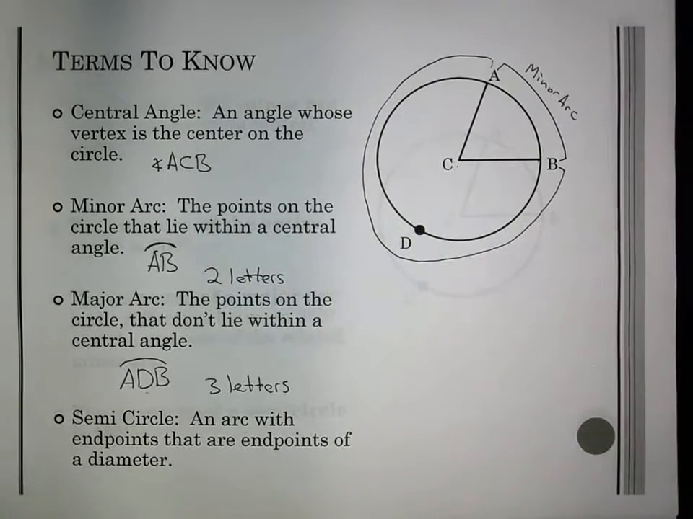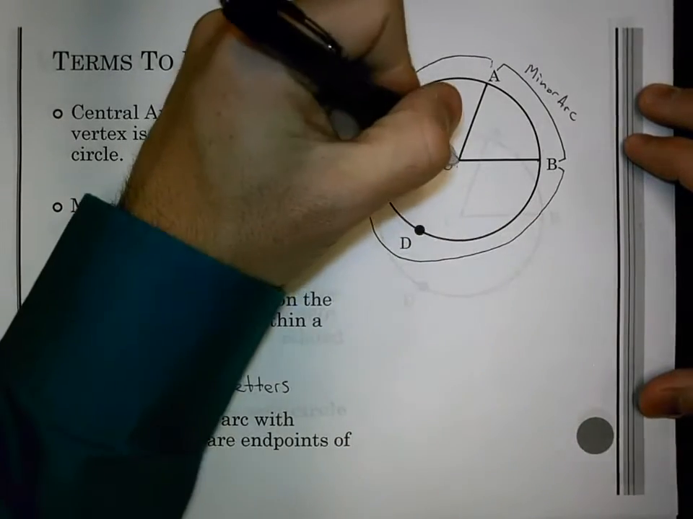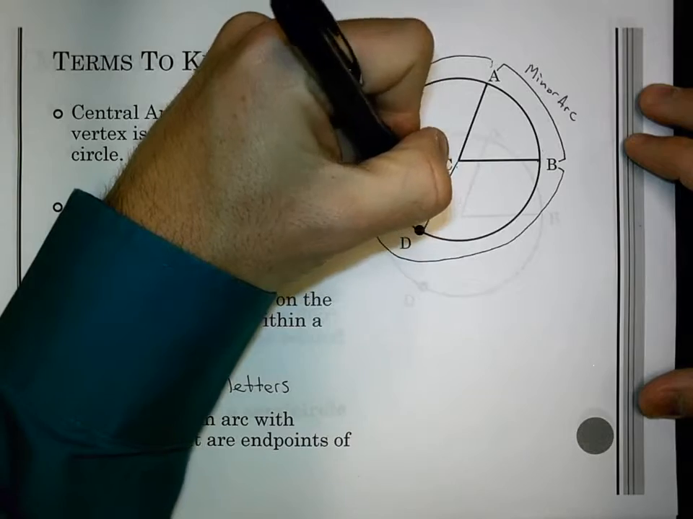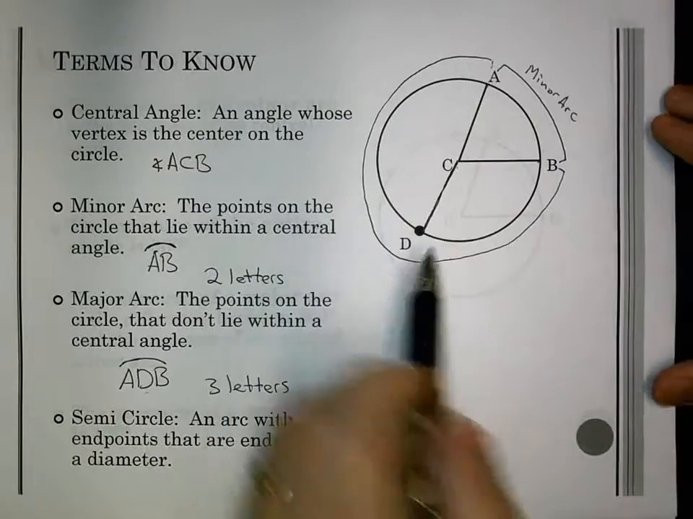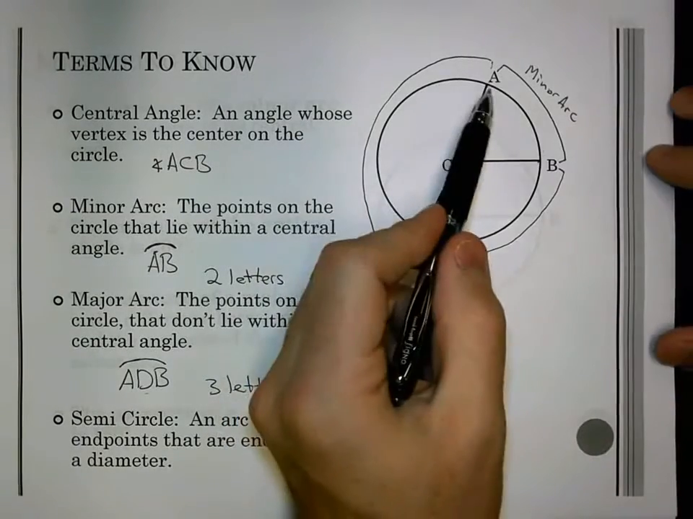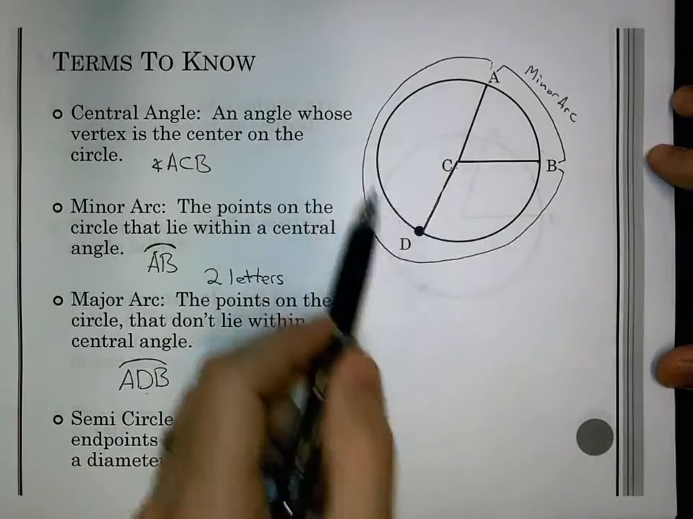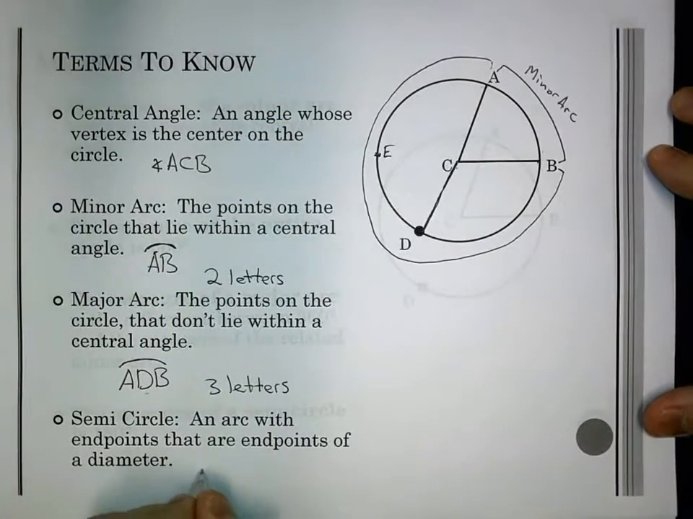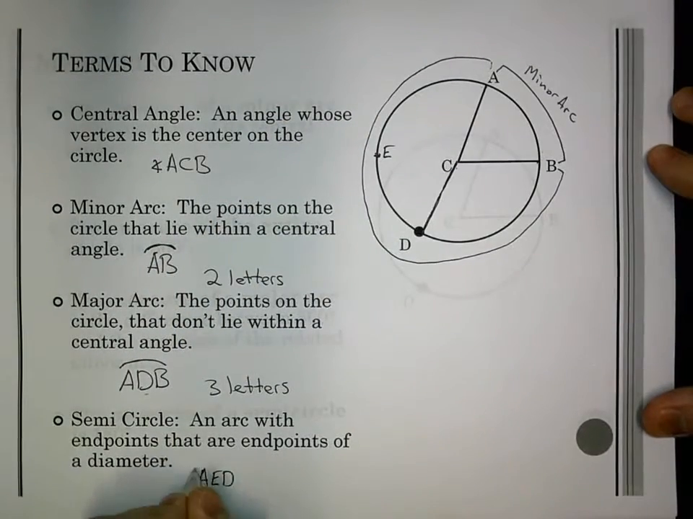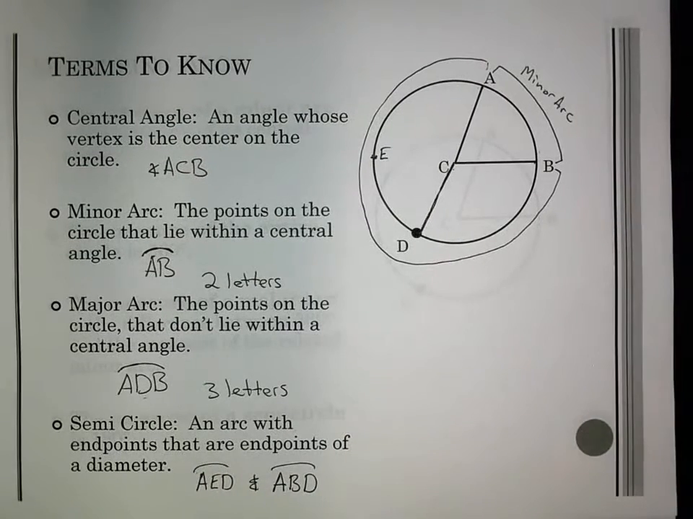Last one we have there is a semicircle, and that's an arc with endpoints that are endpoints of the diameter. So if I extended this side out and made AD, I know it's a little crooked there, but let's imagine that AD is a diameter. A semicircle would be half of that circle. So maybe it's ABD, or we could call it another letter. Let's put an E out here, and AED.